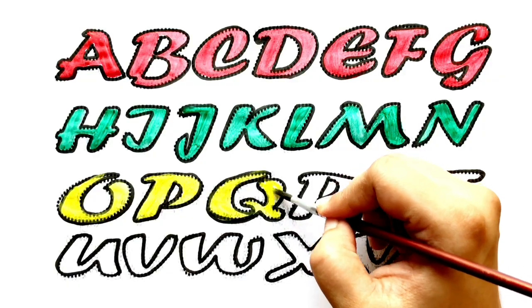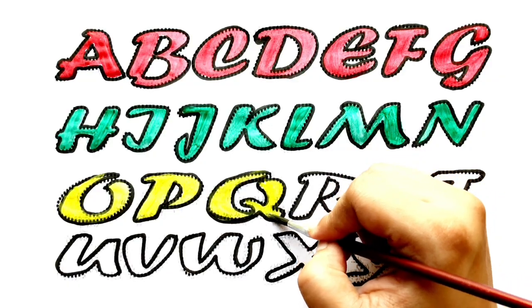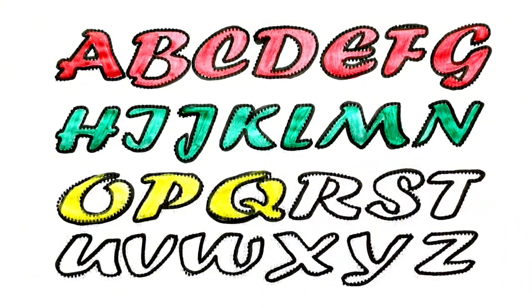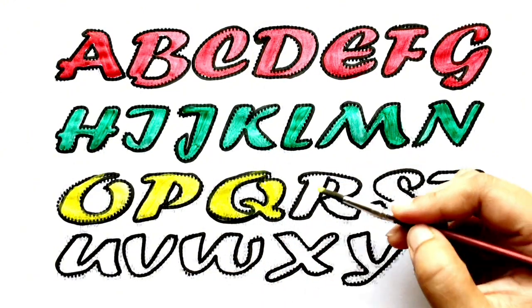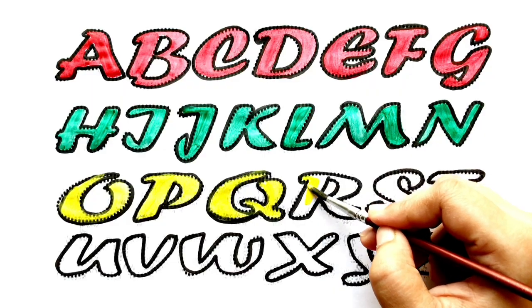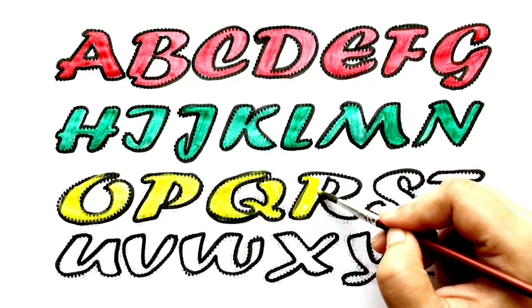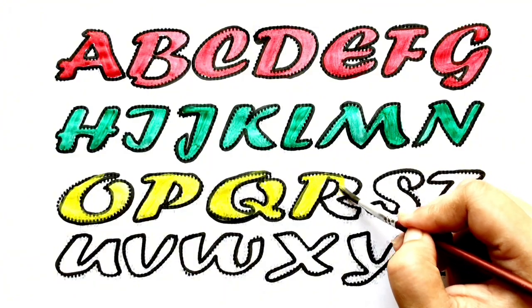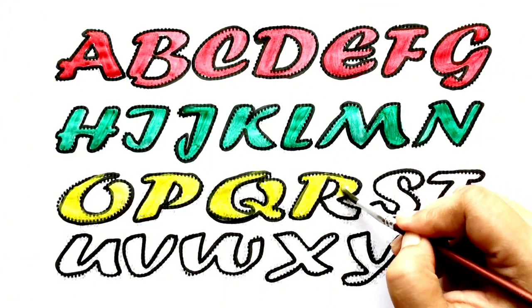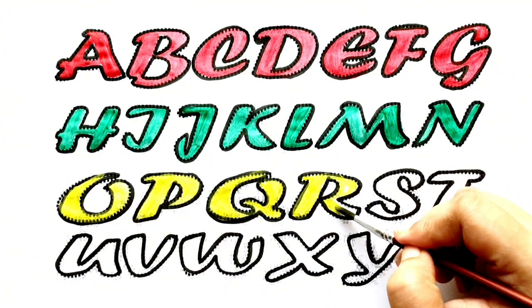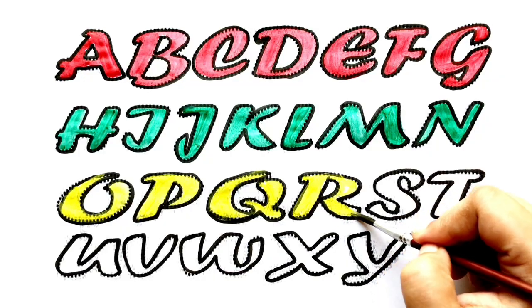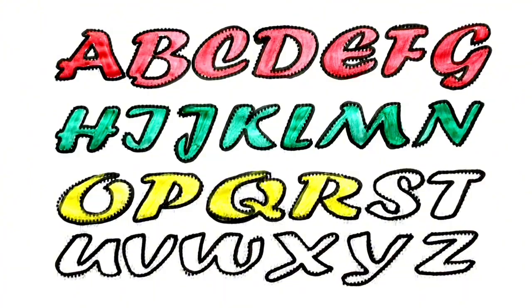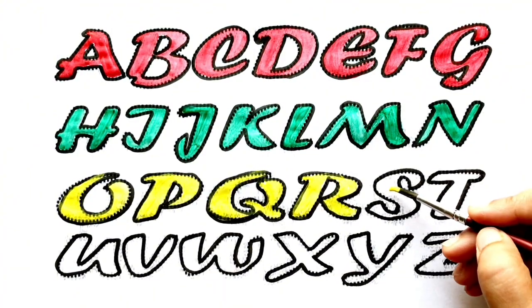A, B, C, D, E, F, G. R for rainbow. T, U, V, W, X, Y, and Z. Now I know my ABCs. Next time, won't you sing with me?